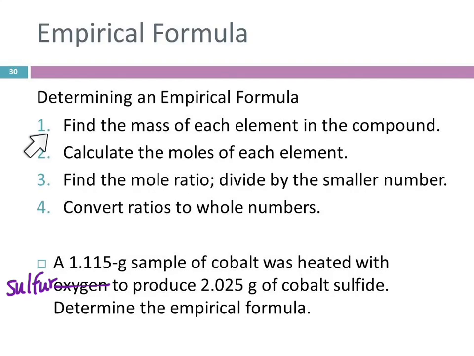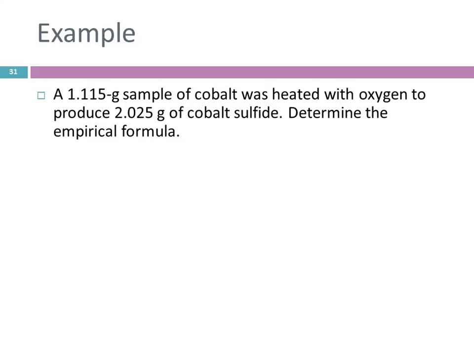Once we have masses, finding the moles is just a matter of using the molar masses of the elements from the periodic table. We need to remember, though, that these elements are in a compound here, and so we don't need to consider the diatomic elements. And then we take those moles, make ratios, and convert them to whole numbers. So let's see how this would work. Let's fix my mistake here real quick. Reacted with sulfur.